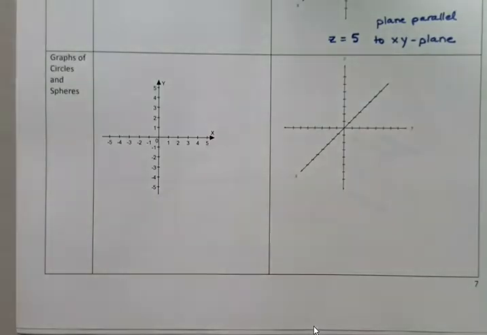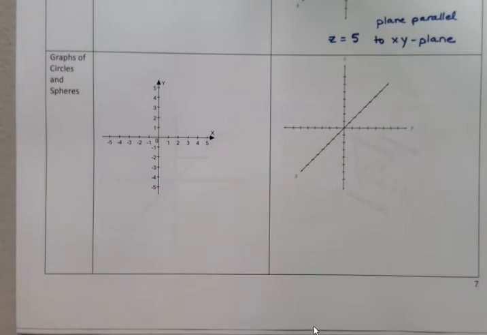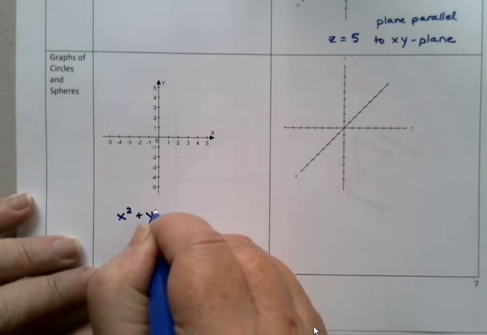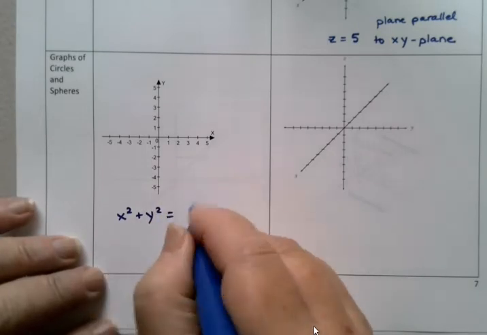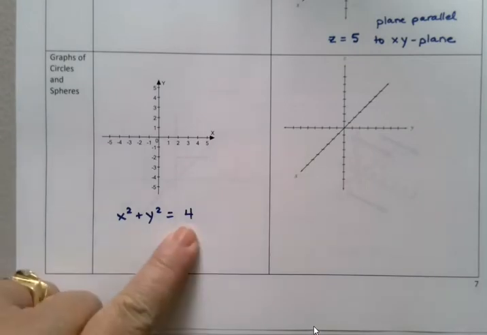One more graph I'd like to take a look at. The graphs of circles and spheres. For right now, I'm going to stay centered at the origin. And let's just look at a simple circle like x squared plus y squared equals 4. It's just a circle of radius 2, right? That's r squared.